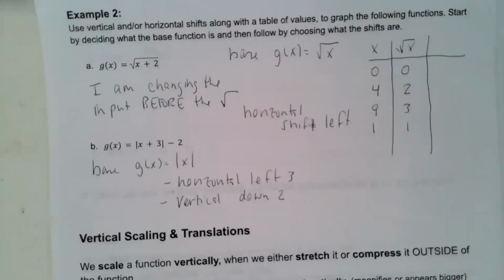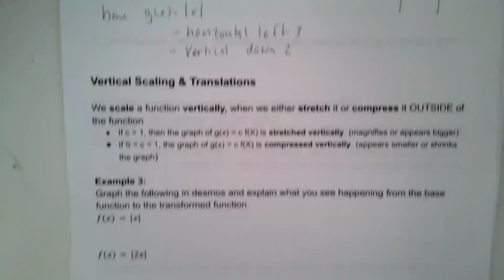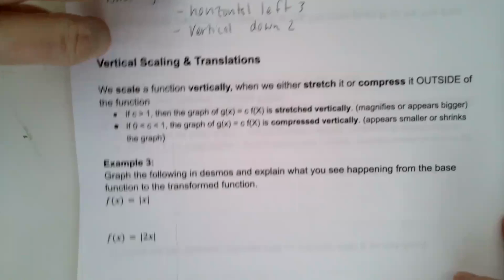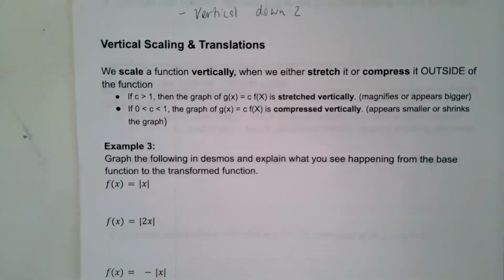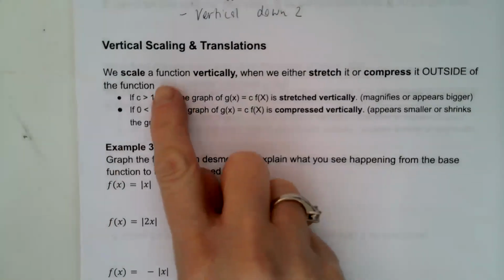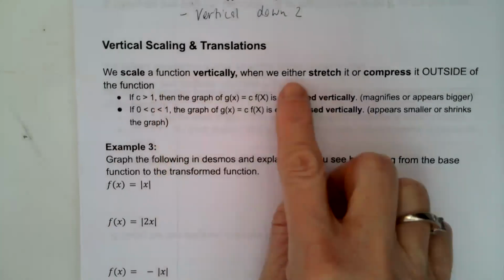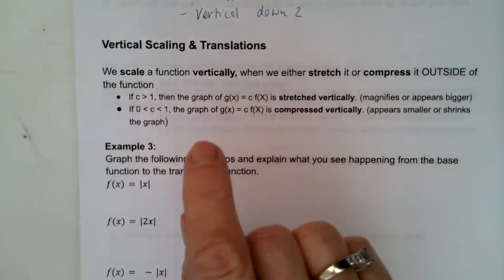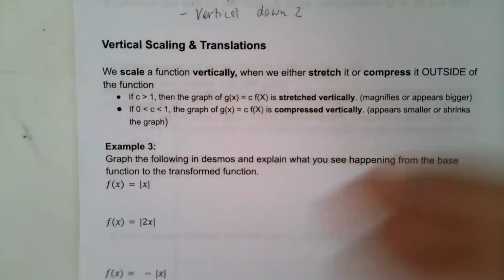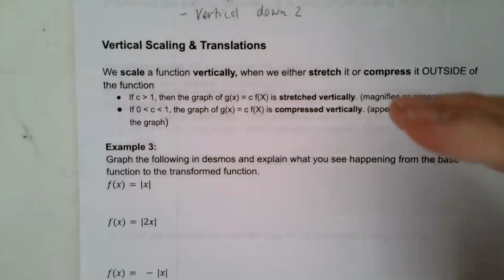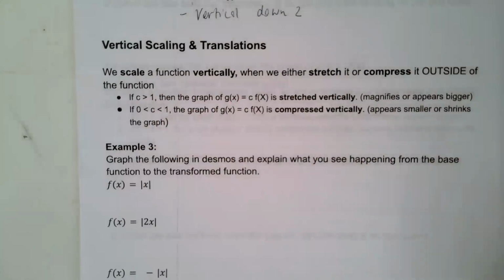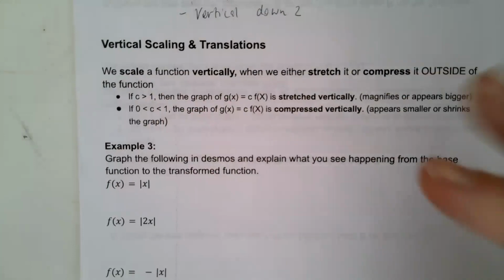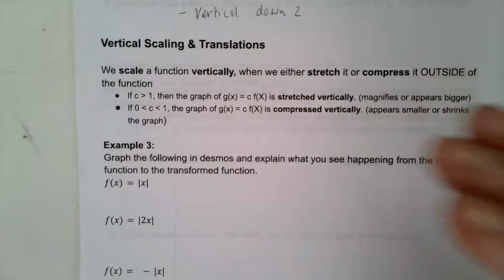Let's go. The next type of transformation that we're looking at is vertical scaling and translations. So we scale a function vertically when we either stretch it or compress it outside of the function. When we talk about scaling, it's kind of like if you were making a recipe of cookies and you said, oh, I've got extra people coming, so I'm going to double my recipe. You have just scaled your recipe up by 2.